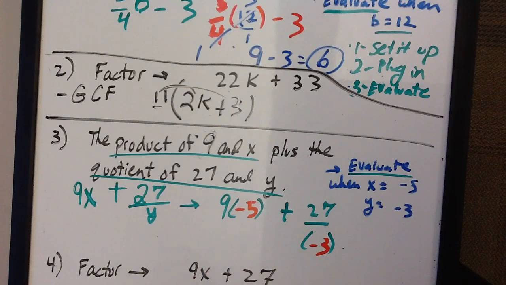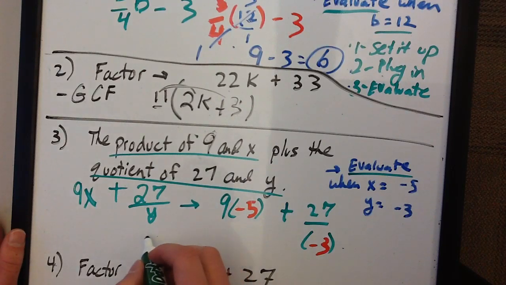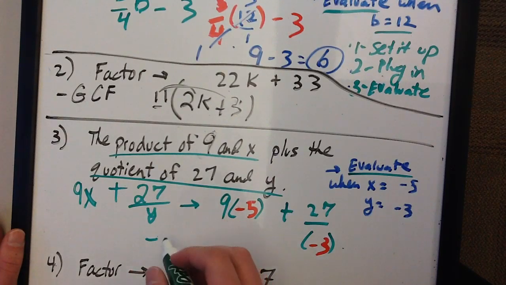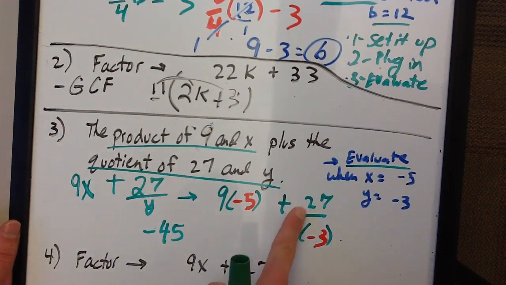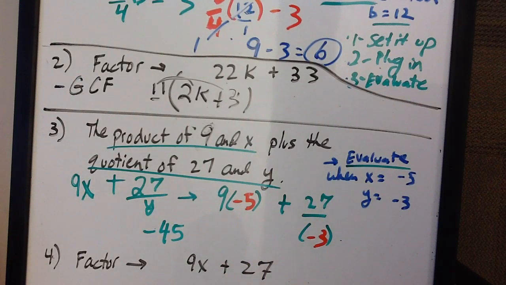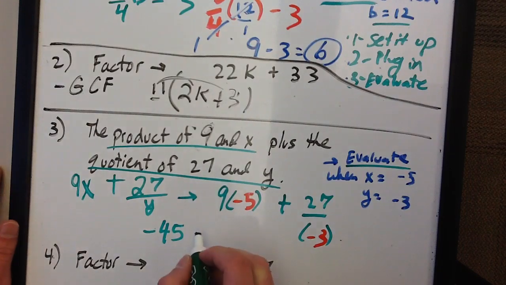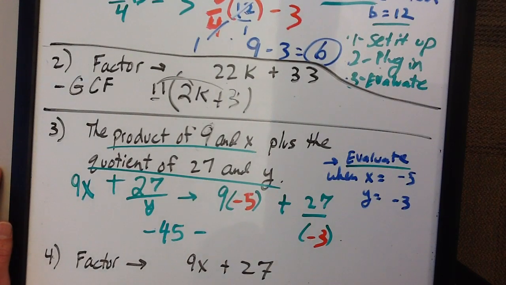9 times negative 5. I have a positive 9 times a negative 5. A positive times a negative gives me a negative. And 9 times 5 is 45. Okay, so 9 times negative 5 would be negative 45. Then here I have 27 divided by negative 3. If you have a positive divided by a negative, you're going to get a negative answer. So I put a minus sign. 27 divided by 3 is 9. So 27 divided by negative 3 would be negative 9.